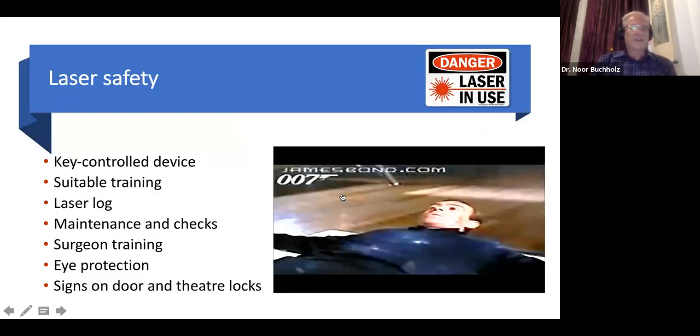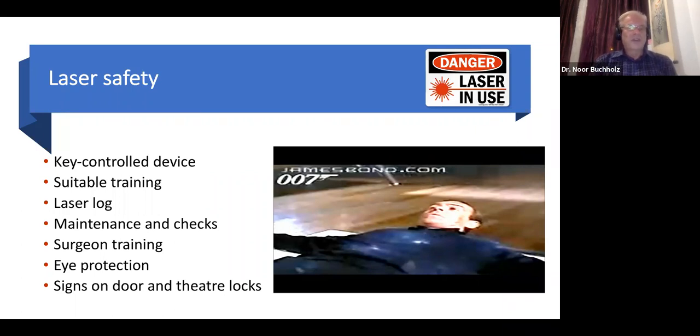Now we're coming to laser safety. So you should have a key controlled device. So no key, no laser. People who use the laser should have suitable training. There must be a laser log. Which laser, what fiber was used on what patient, at what time, in what theater, what energy was delivered, how many laser shots were given.